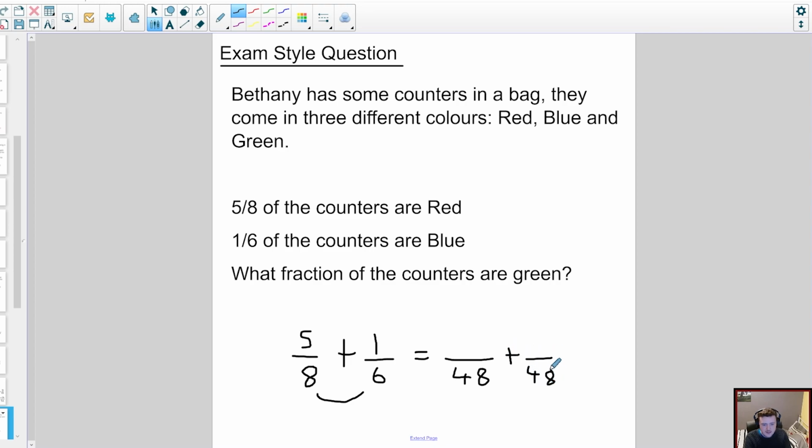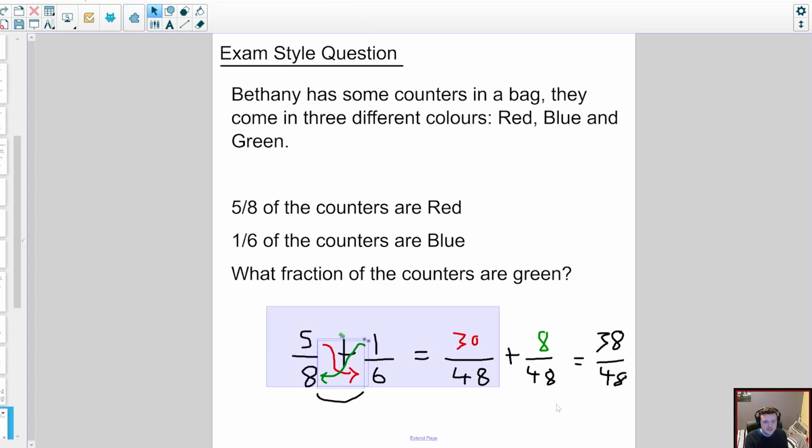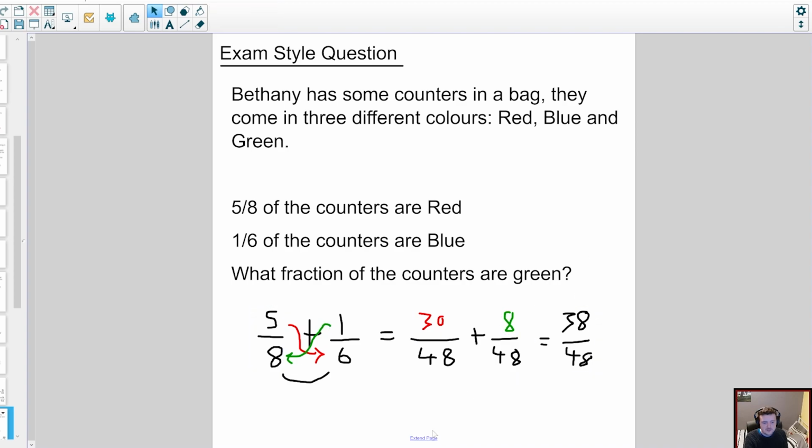Okay, and we know that if we go down like so, 5 times 6 is 30. 1 times 8 is 8. So what we've got so far is 38 out of 48. Okay? That's what isn't green. But if I know what isn't green, I can work out what is green.